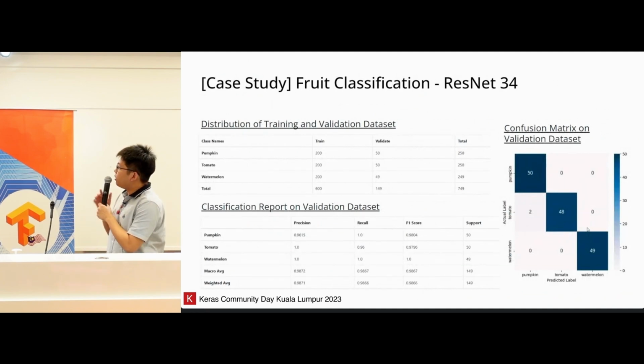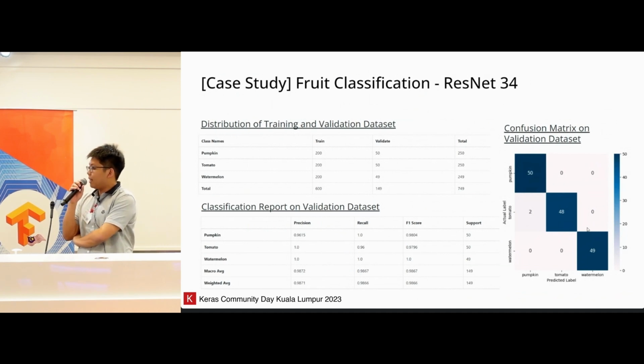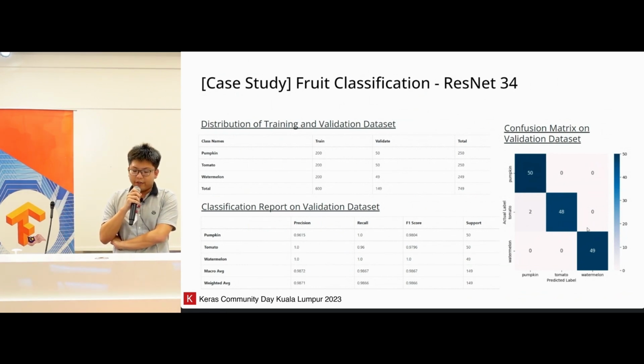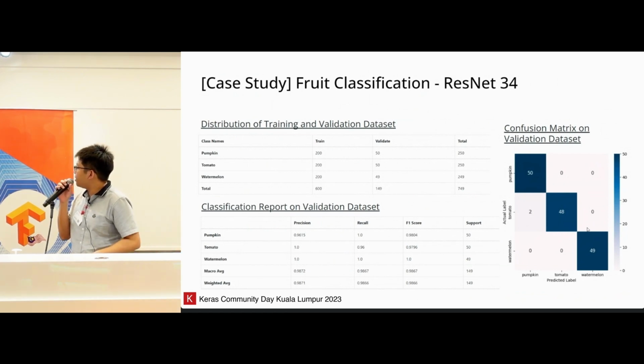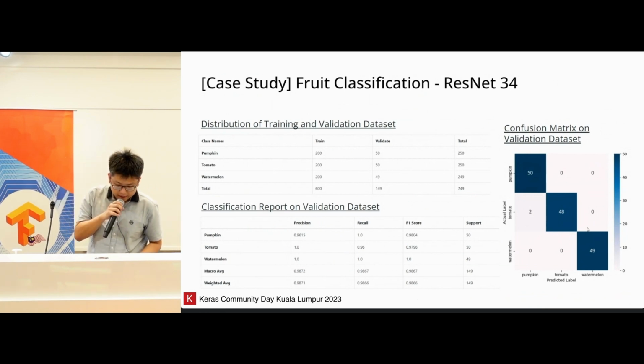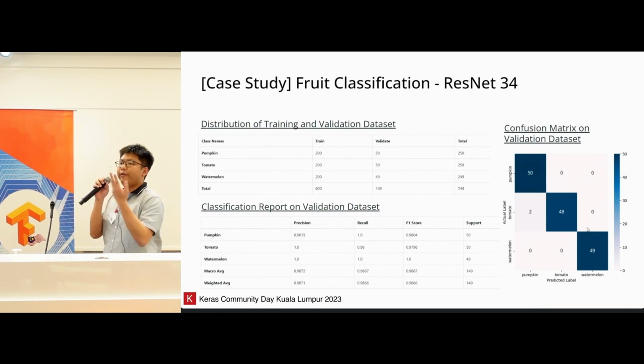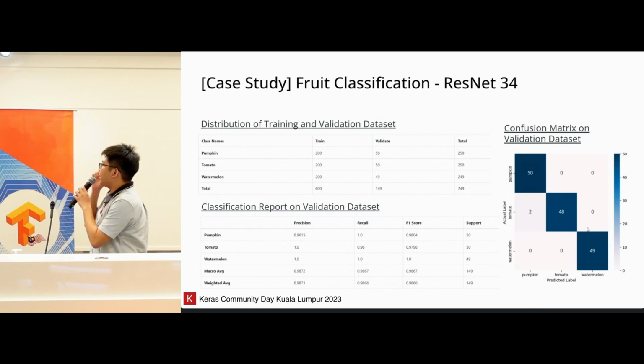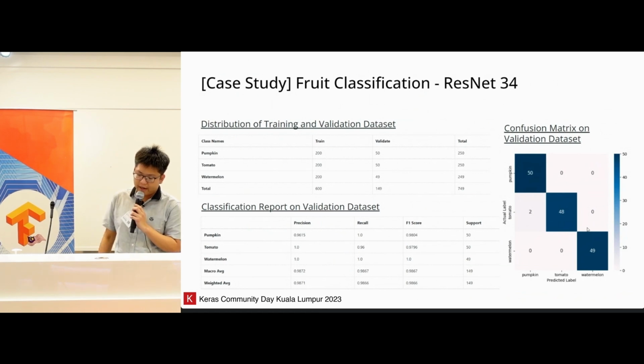Next, I'm going to present a few case studies. This is the first hands-on case study that I have done previously. It's on the fruit classification dataset. I trained it on the ResNet 34 model architecture. In terms of the distribution of the training and validation datasets, I have 3 classes: pumpkin, tomatoes, and watermelons. The total is around 600 images, and it is a balanced dataset, each class around 250 images. I split it into train and validation.